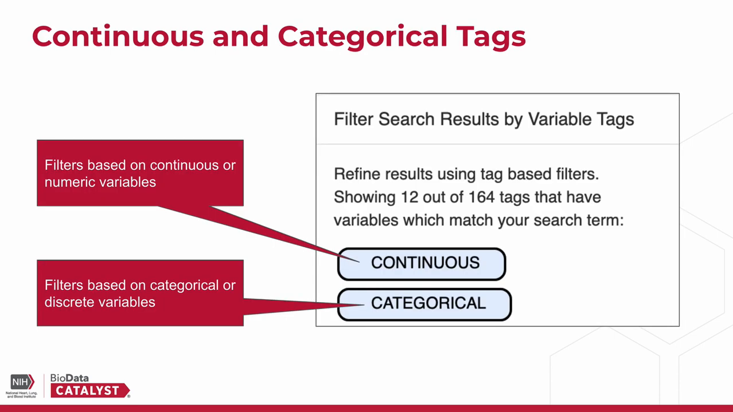One pair of tags that can be particularly useful when searching for results are the categorical and continuous tags. These refer to the two data types in PIC-SURE, categorical and continuous data. Continuous variables refer to any variables that have a numeric range of values. For example, body mass index with a value range from 10.1 to 40.3 is a continuous variable.